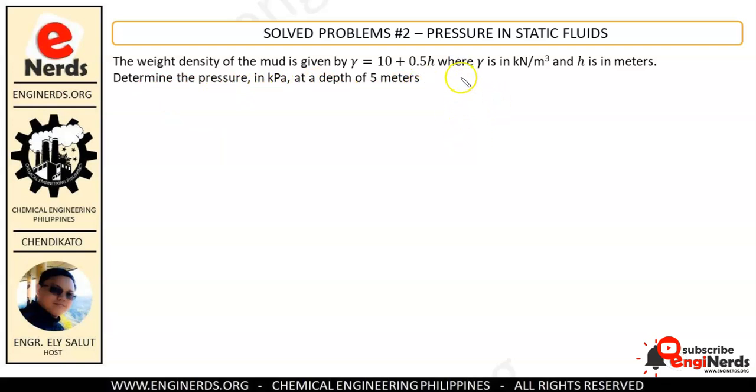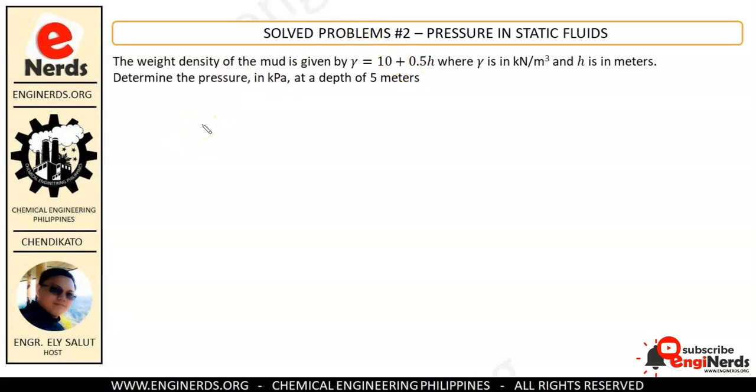Okay guys, so one thing that we need to understand is that since our gamma is in kilonewton per cubic meter, once we multiply that to our height, which is in meters, our answer will be in kilopascal, no? So we have to use this equation and automatically our answer will be in kilopascal, no? So now what can we see is that there is a relationship between our weight density and the height, no? So since the density of the mud varies with height, that means we need to integrate our equation. So let us do that.